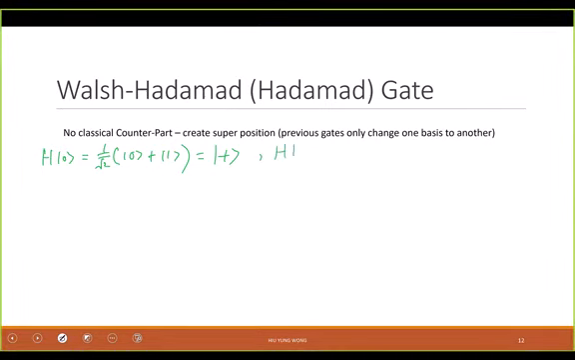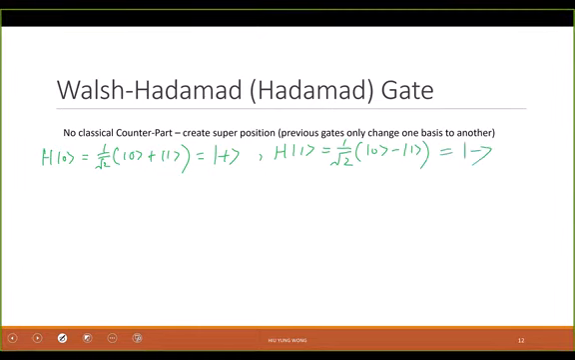How about when you apply the Hadamard gate to 1? By definition, in principle, you should not know how to answer this question if you have not learned it. It transforms to 0 minus 1, which is negative. So this is the definition, like what we have been doing for other gates.